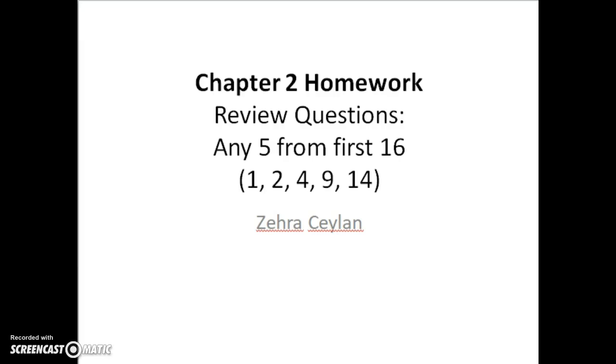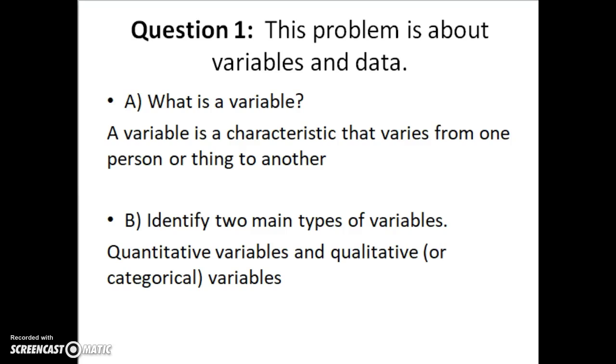Chapter 2 homework review questions 1, 2, 4, 9, and 14. The first question, what is a variable? A variable is a characteristic that varies from one person to another person or one thing to another thing. Whatever characteristic varies, that's a variable.